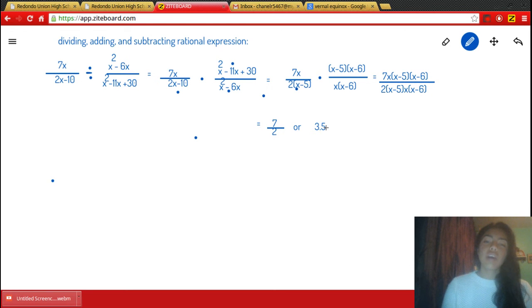You get 2 parentheses x minus 5, and when you take out an x, you get x parentheses x minus 6. Now, when you multiply, you're going to combine them together. You get 7x parentheses x minus 5, x minus 6, over 2 parentheses x minus 5, x parentheses x minus 6. Since we're multiplying, you can cancel out the x minus 5, the x minus 6, and this x and this x, and you're now left with 7 over 2, or when you divide it, 3.5.